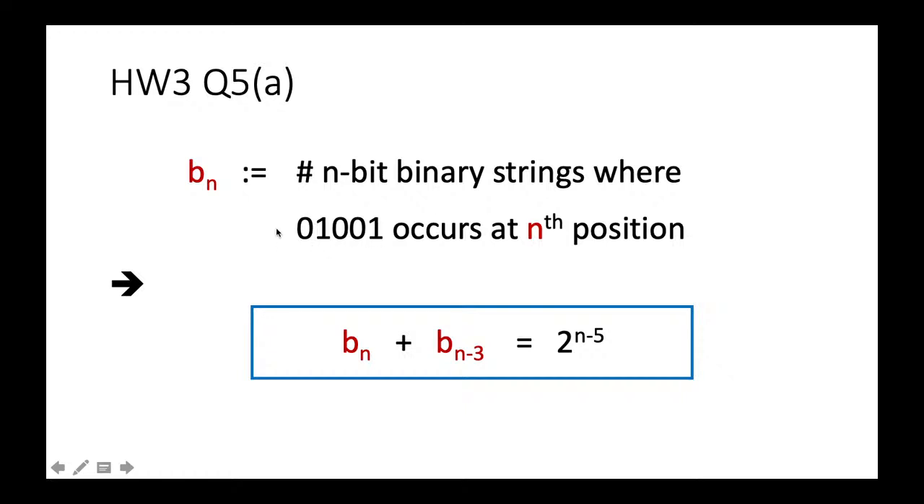Because there could be the case that a string has 01001 ending at this location. So in that sense, out of all the 2 to the power n minus 5 strings, some of them are ending at the nth position, and some of them are ending at the n minus 3 position. So these two add up to 2 to the power n minus 5.